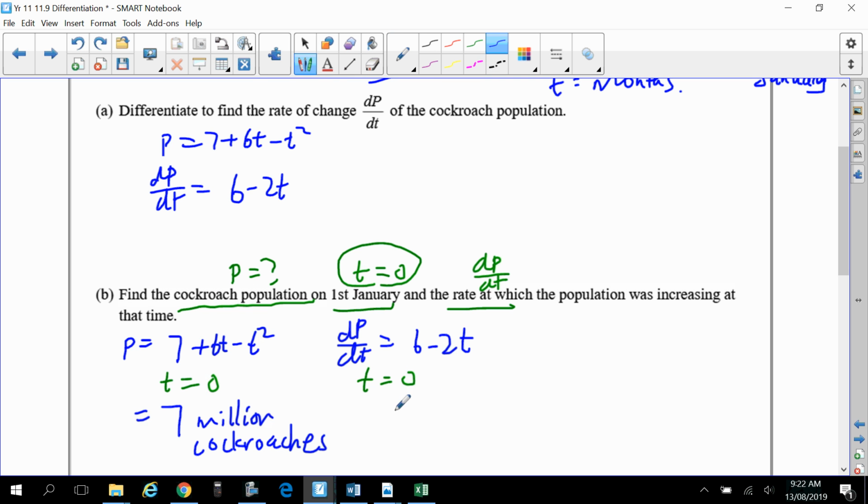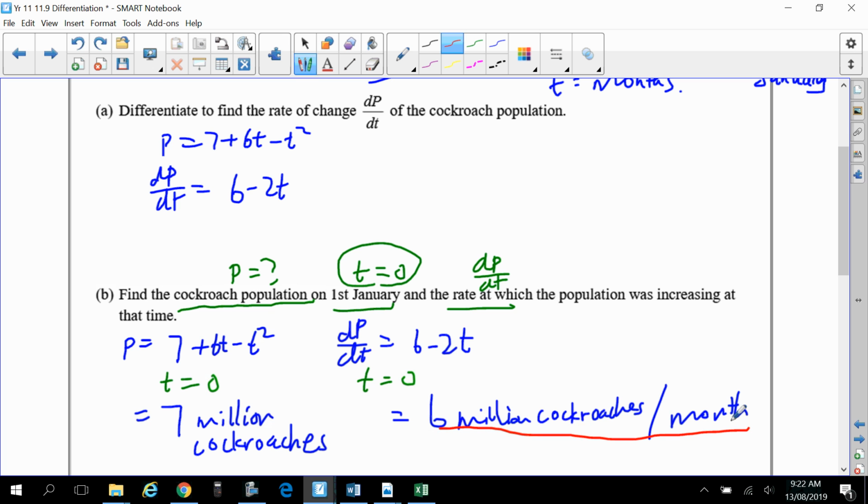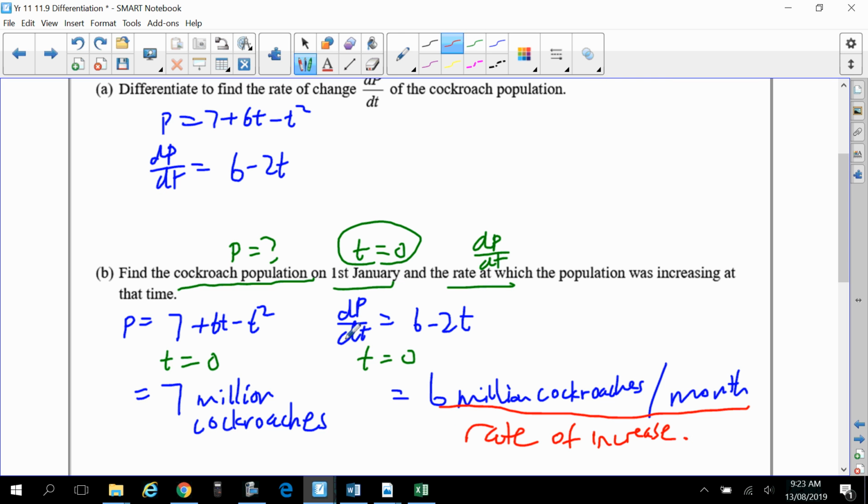So math can be too theoretical, but if you are careful about it, it can be very powerful. Okay, let's substitute t equals 0 into dP/dt. That will be 6. What does it mean? 6 million cockroaches. That was the rate of increase per month. So at the beginning, that's the rate of increase, so it's increasing pretty fast. After 1 month, you expect to have an extra 6 million cockroaches. Okay, so now it gets a bit harder, but it's not harder mathematically. You just have to interpret what you're writing.